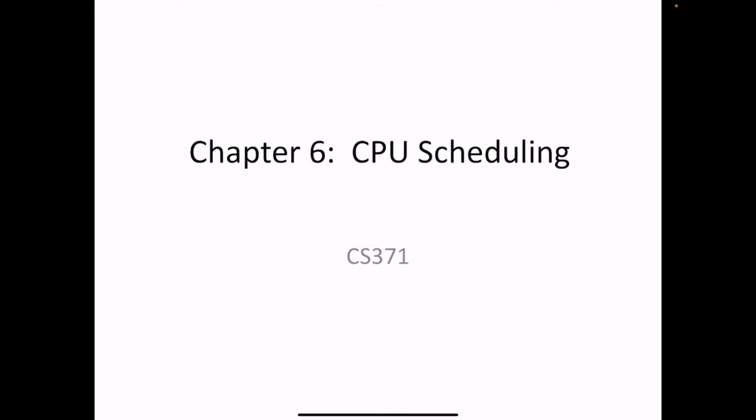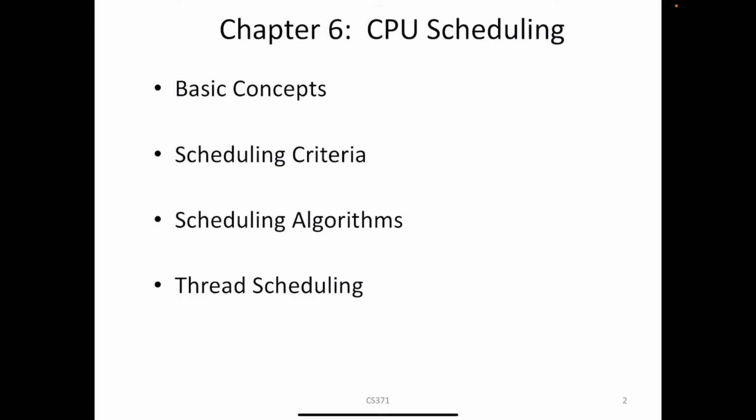Next, let's look at Chapter 6, CPU scheduling. In this chapter, we are going to talk about 4 things. The first thing, we will talk about the basic concepts of CPU scheduling, and then we will talk about the scheduling criteria, basically how we use the scheduling criteria to compare and evaluate different scheduling algorithms. Then we will introduce a number of scheduling algorithms. At last, we will briefly talk about thread scheduling.